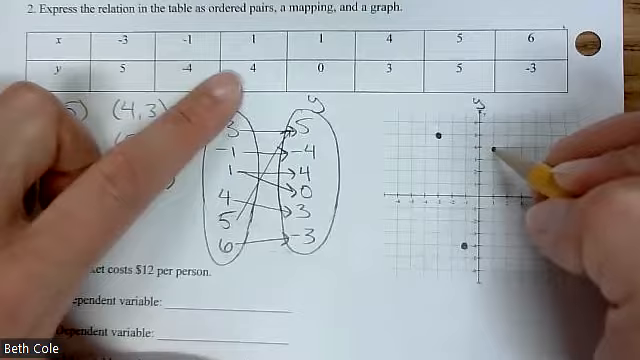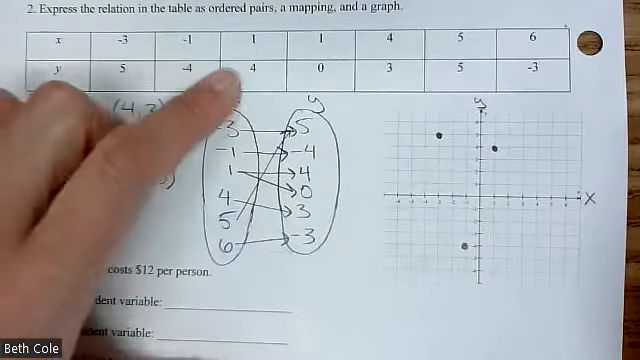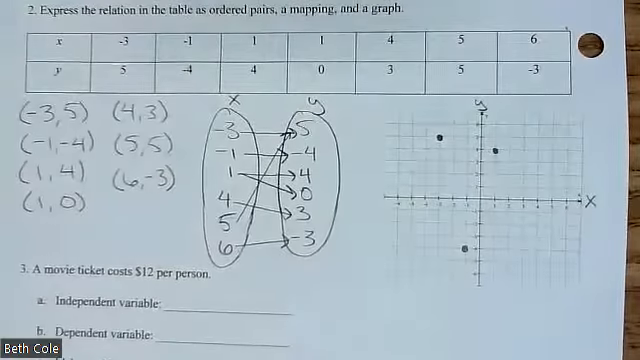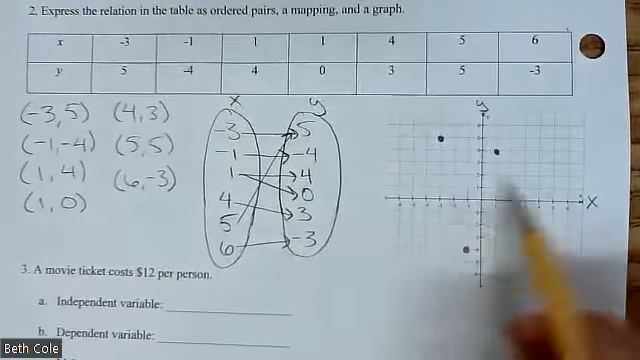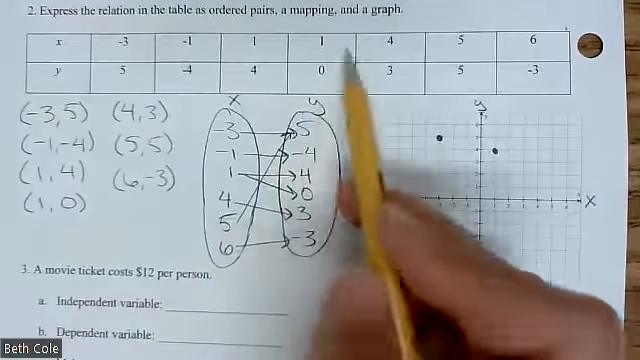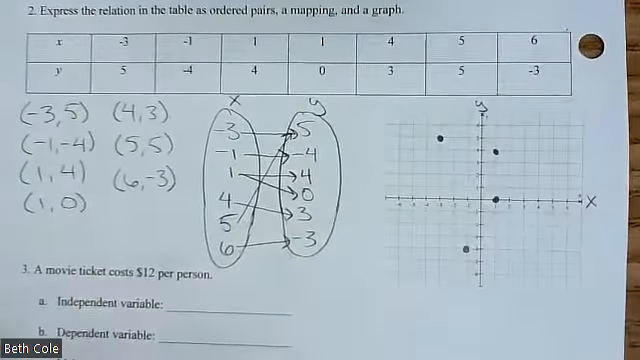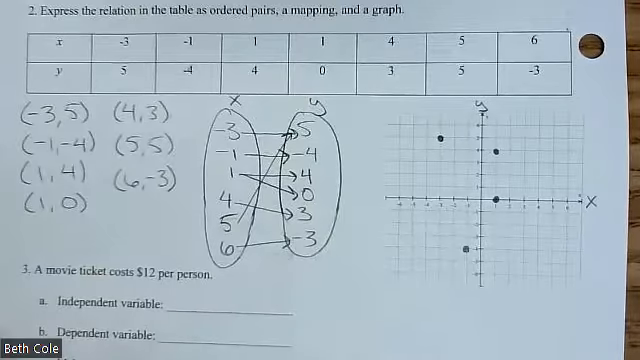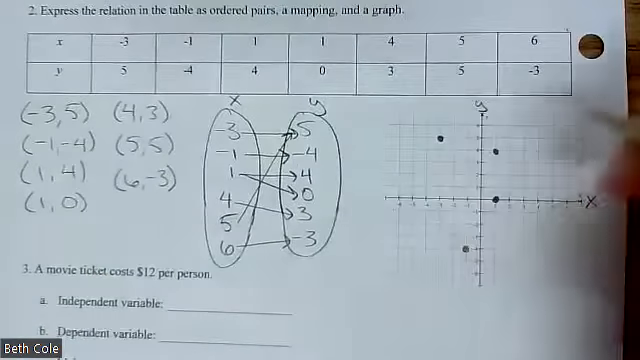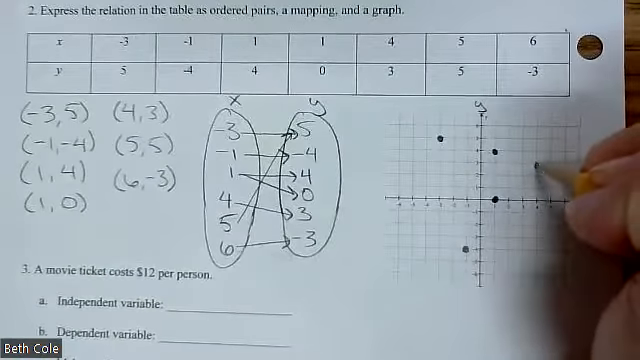1, 4 will be right here, first quadrant. 1, 0. Which axis is that going to be on? The X axis or the Y axis? 1, 0. X, good. It'll be right here. Do you know that that's also called an intercept? Have you heard that word before? Okay, just checking. All right, 4, 3 will be right here.